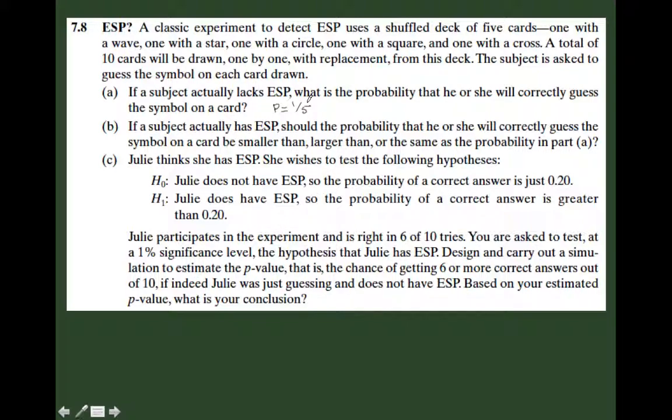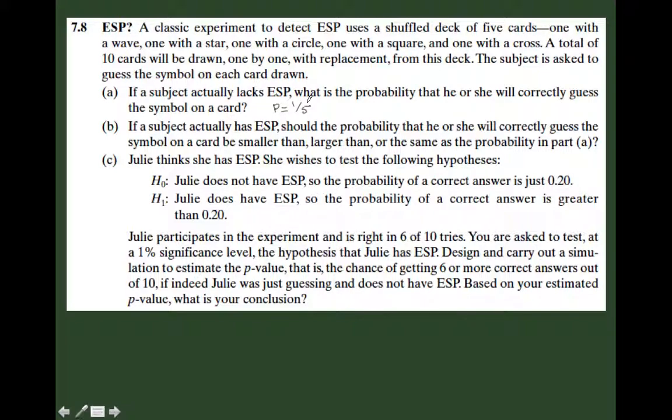Part C, Julie thinks she has ESP. She wishes to test the following hypothesis. The null is Julie does not have ESP, so the probability of a correct answer is just 0.2, and that's 1/5. And the alternate would be Julie does have ESP, so the probability of a correct answer is greater than 0.2. So Julie participates in the experiment and is right 6 in 10 tries.